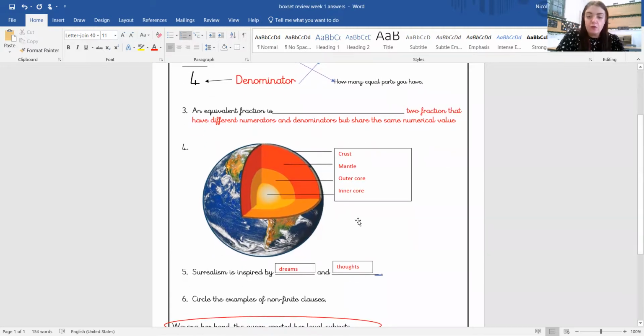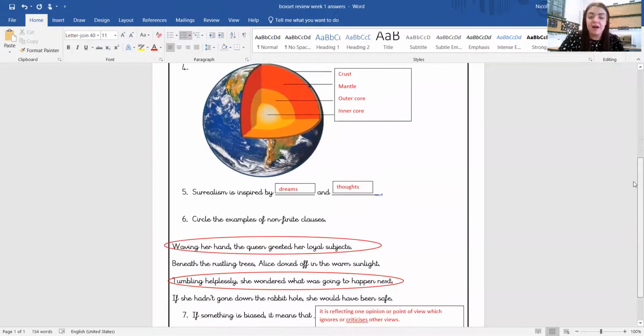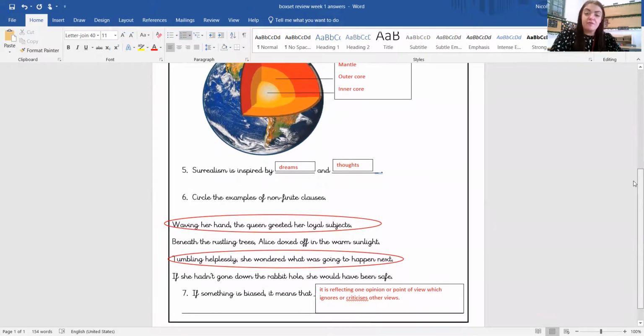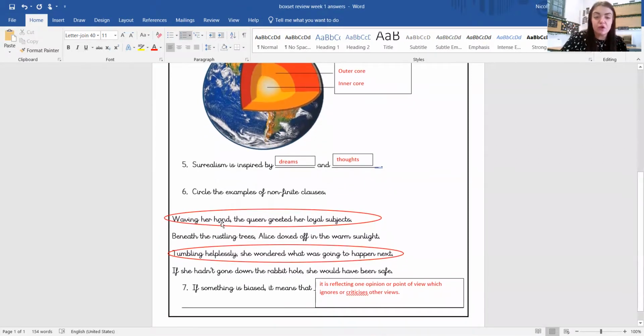Question 4 then, the 4 different layers of the earth. So we've got the crust on the outside, we've got the mantle, we've got the outer core, and we've got the inner core. So 1 mark for that, for all 4 of them. I'm being mean this week, I'm being mean. Question 5, surrealism is inspired by dreams and thoughts. Again, you need to get both of those to get your mark. Question 6, so circling those non-finite clauses, you should have circled waving her hand, the queen greeted her loyal subjects, and tumbling helplessly, she wondered what was going to happen next. So well done to you if you got those 2.